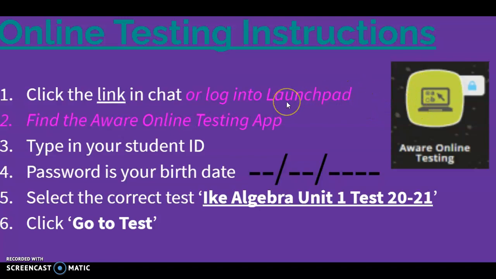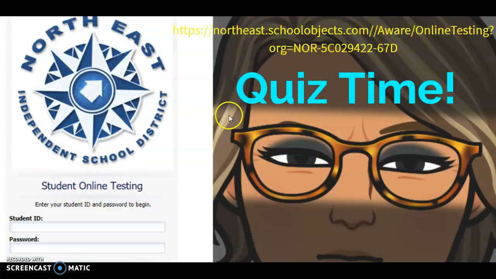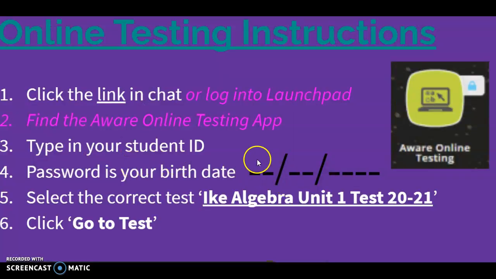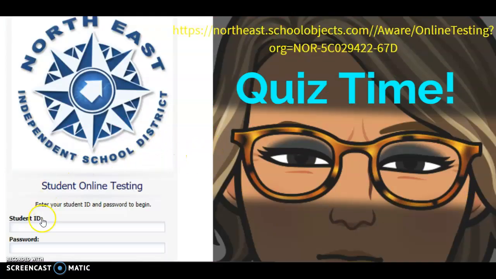Okay, when you get to this screen, you're going to use your student ID, your lunch number. Your password is going to be your birth date. Okay, so you've got to make sure that you use a 2-digit month, the slash, a 2-digit day, the slash, and a 4-digit year. Okay, the name of the test that you are taking is Ike Algebra Unit 1 Test 2021. Once you are in that test, go ahead and click Go to Test, and you may begin testing.